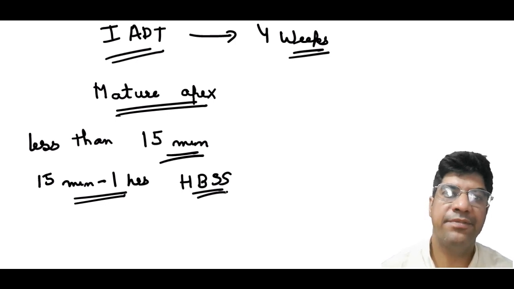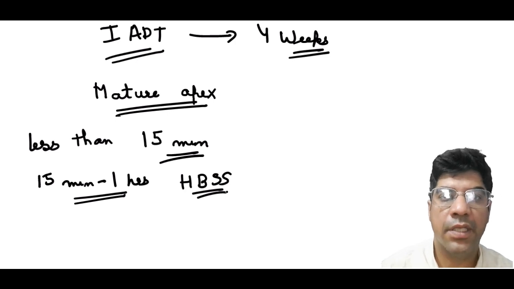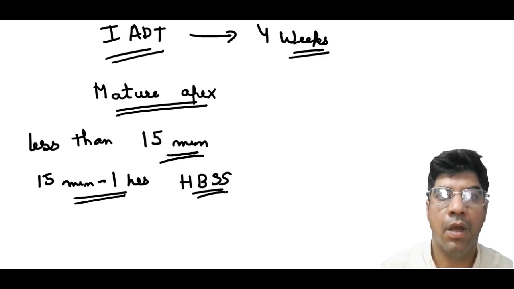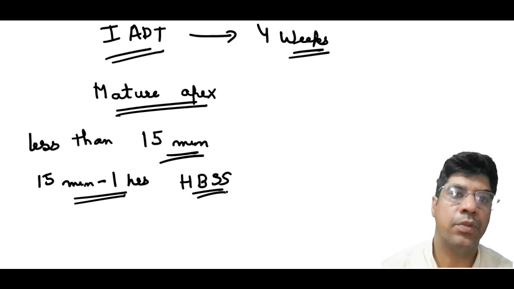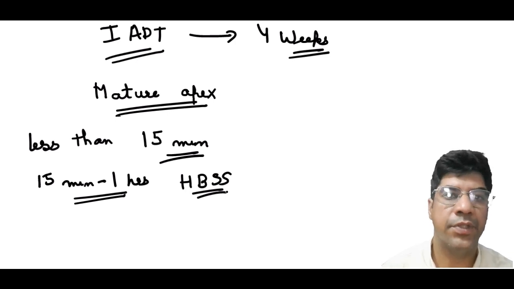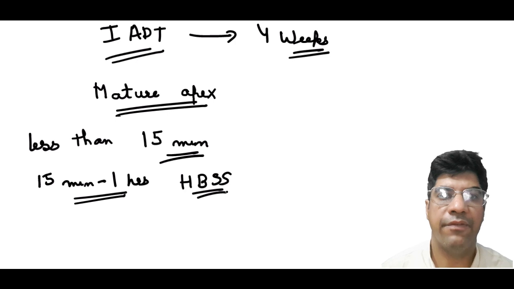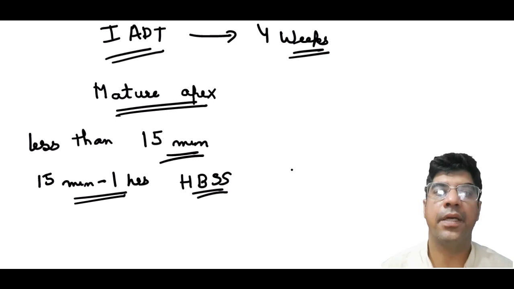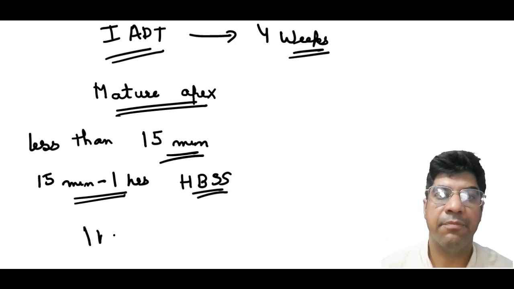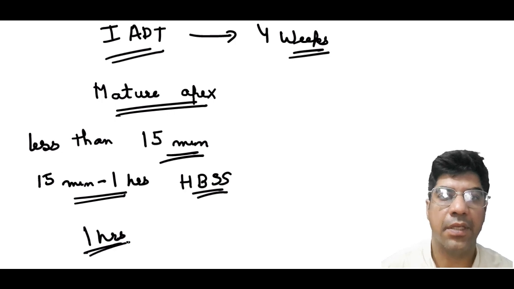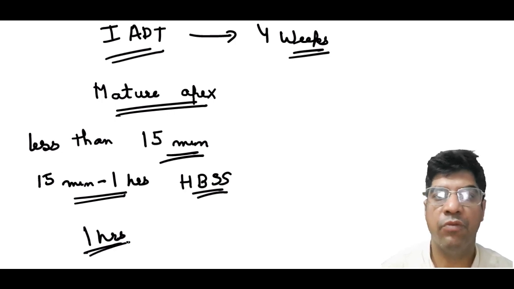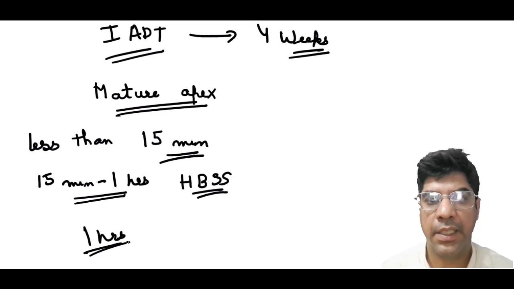If the time is 15 minutes to 1 hour in a non-physiological solution, you can place the tooth in Hank's balanced salt solution for 30 minutes, flush the socket, reimplant the tooth and splint it. If the time span is greater than 1 hour, that is a more extensive procedure. That involves the removal of the remnants of the periodontal ligament, instrumenting the canal.